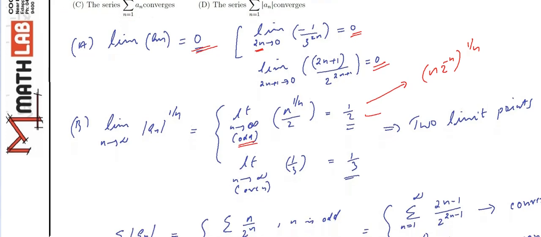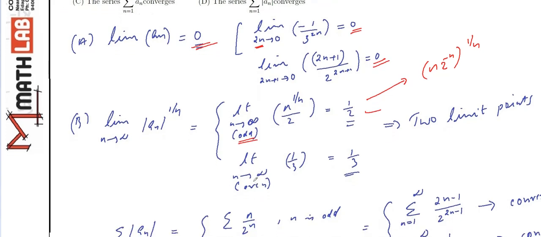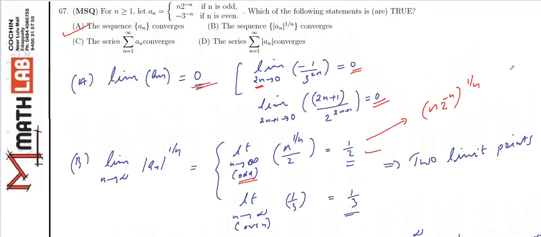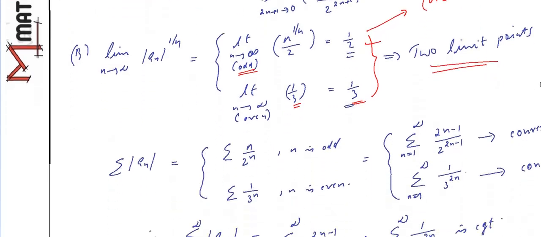But for the other one, as n goes to infinity through even numbers, you take the modulus of that, so the negative sign will be gone. So 1 by 3 to the power n, all divided by n. You'll get only 1 by 3, so the limit is 1 by 3. So you have two different limits: one is 1 by 2 and the other is 1 by 3, right? So for this sequence, we have two limits. We can find the limit superior and limit inferior, but the sequence does not converge, as there are two limits. So B is wrong.